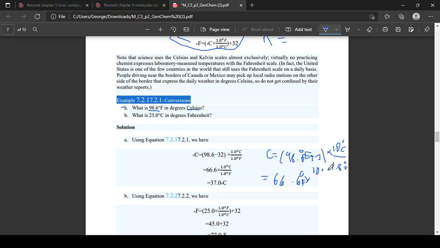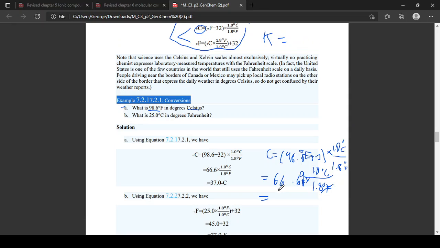Degrees Celsius over 1.8 degrees Fahrenheit. Kids, may kapareho nga sign? Wala. Yes, of course, of Fahrenheit. We are finding your Celsius. Dapat ang mabilin lang is your Celsius. 66 times 1.0 is 66 divided by 1.8 is now, pila? 37. Try in your calculator, kids, para mag-gets nyo. 37.0 degrees Celsius. And that will be how you convert your Fahrenheit into Celsius.